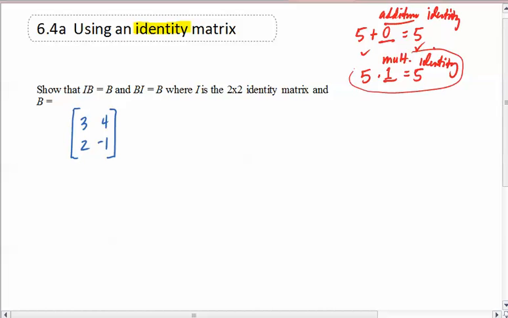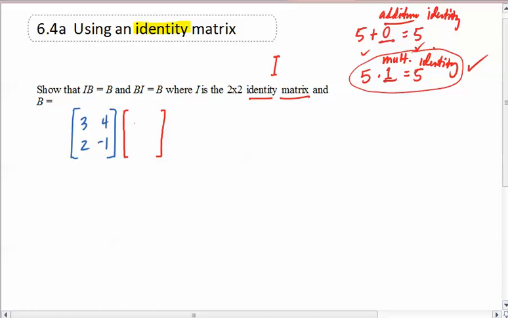Well, in matrix work, we have the same thing. When we're talking about multiplication, we have an identity matrix. We actually call it the identity matrix, and we give it the capital letter I. So whenever you're asked about the identity matrix, just think, hey, 5 times 1 is 5. It's the thing that will give you the same identity that you started with. Pardon the bad grammar.